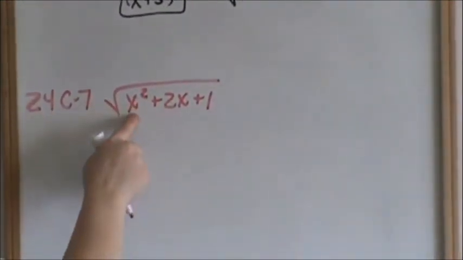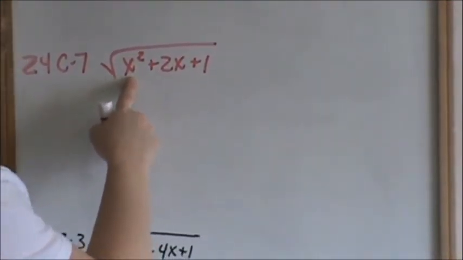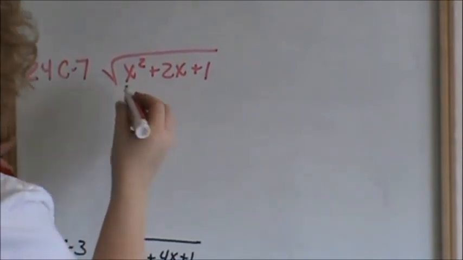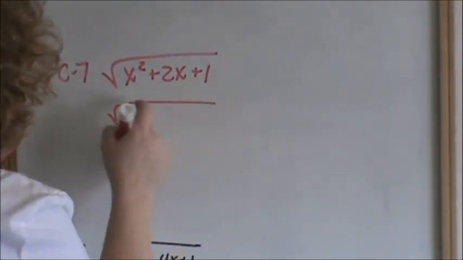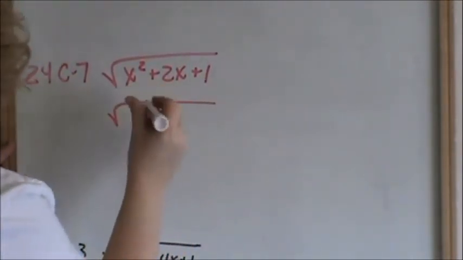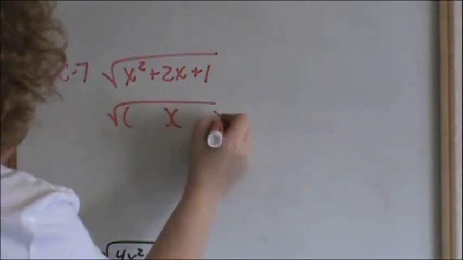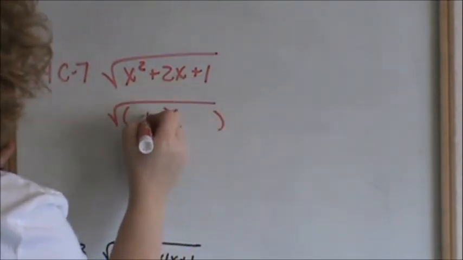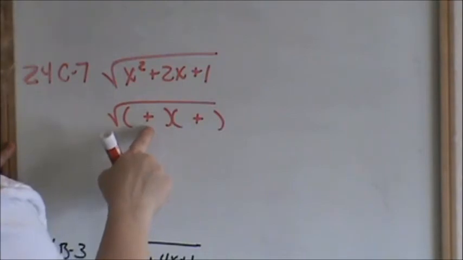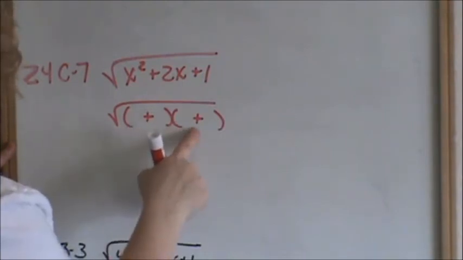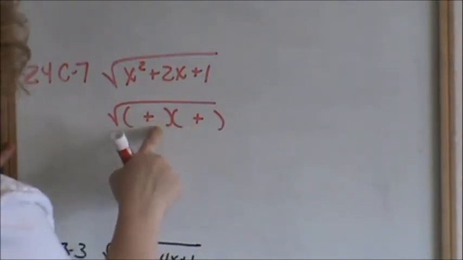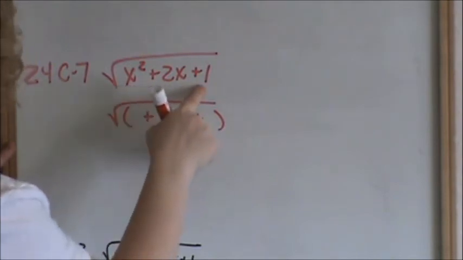Alright, let's look at 24c. We have the square root of x squared plus 2x plus 1. Remember, the first thing you want to do is factor. I can't factor anything out, so I'm ready to factor to 2 parentheses. I'm in a positive world. And remember, my parentheses should look the same, because the square root means what times itself gives you this answer.